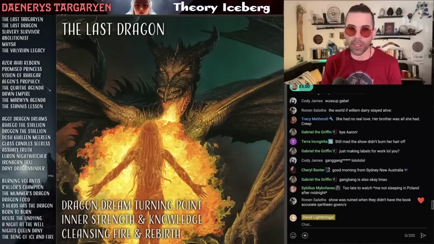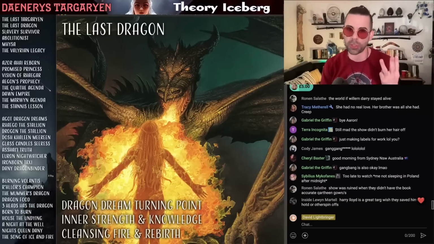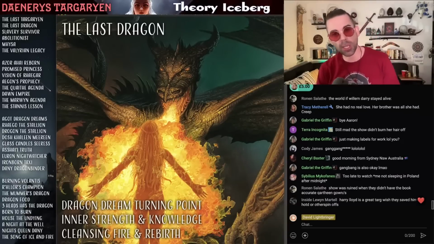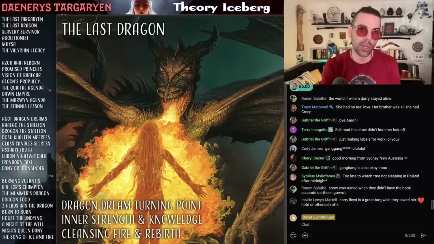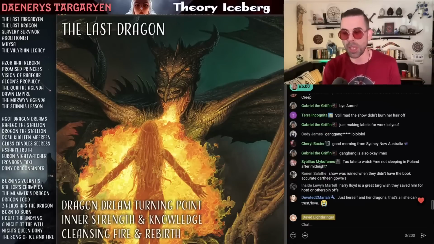And the next day when she wakes up is this big turning point in her third chapter where she begins to master riding in the Dothraki ways. She takes control of the relationship with Drogo. This strength all comes from this dragon dream. So this is the beginning of Dany having an association with dragons that is something positive.